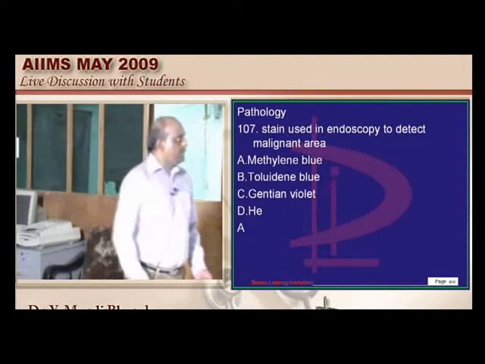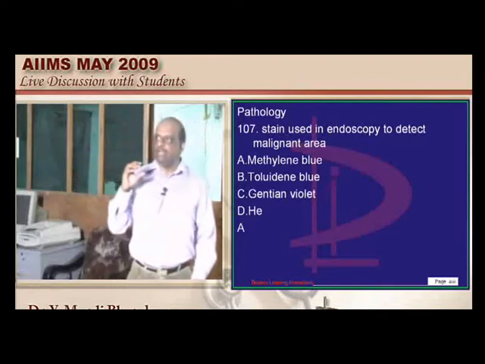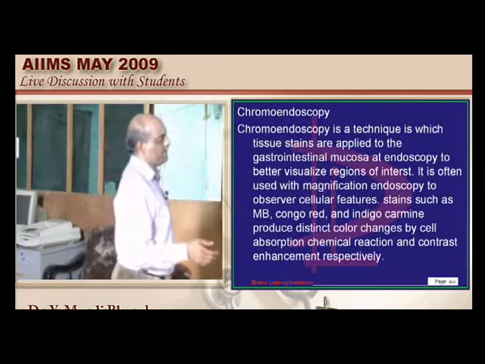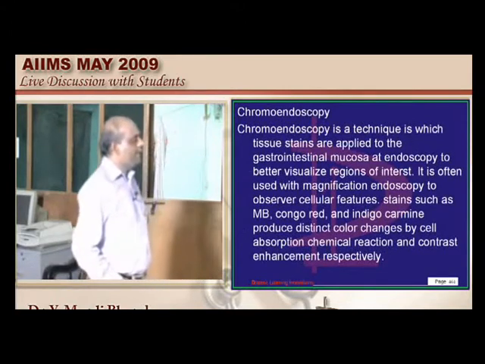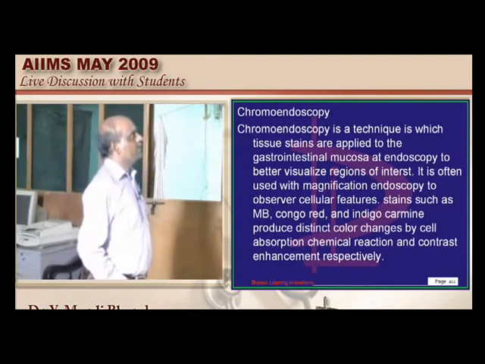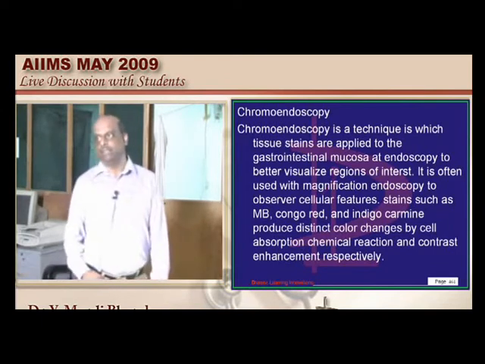Now which stain do we use to identify malignancy on endoscopy? It is the methylene blue which is used selectively, it will stain the intestinal metaplastic and dysplastic cells. Methylene blue is the one which is used in chromoendoscopy.